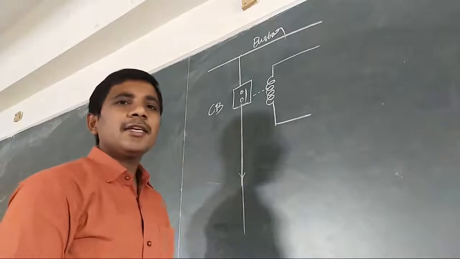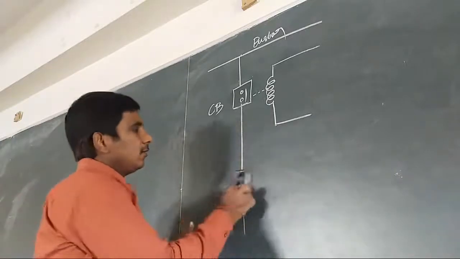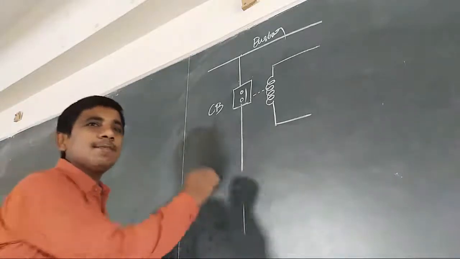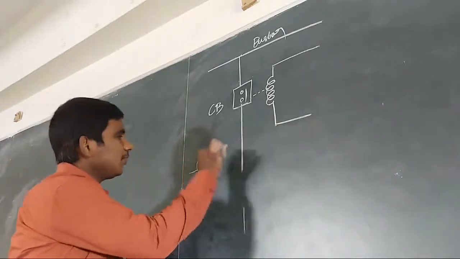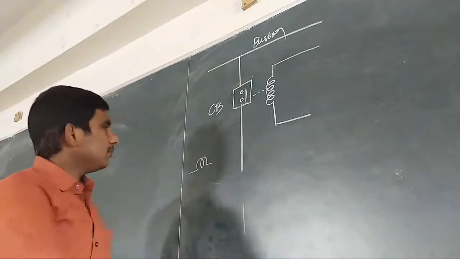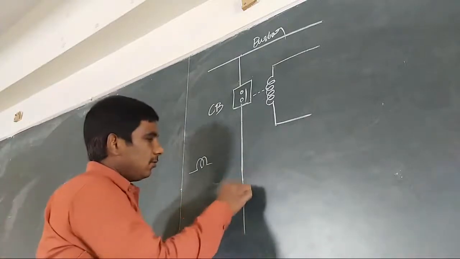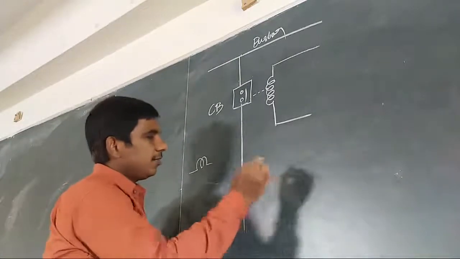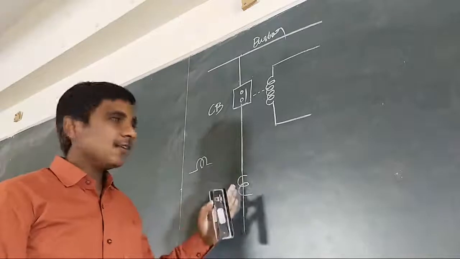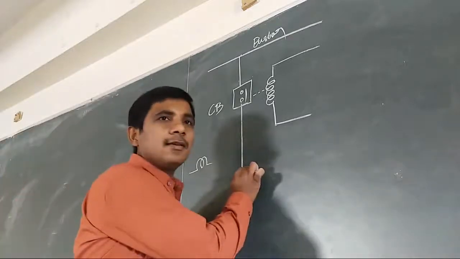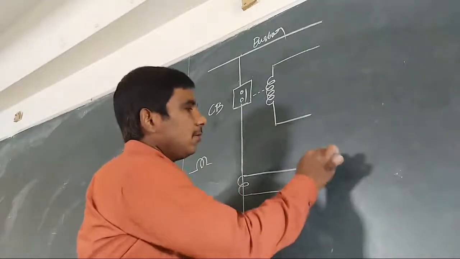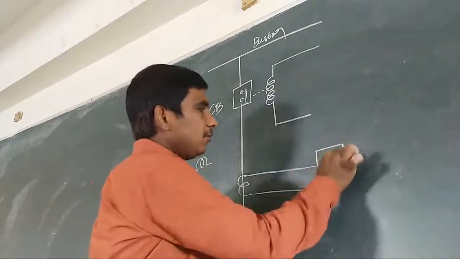Where we have to connect the CT is in the line. You know the symbol of CT? This is the symbol of CT. Now, the CT is connected in the line. Whenever fault current appears, the CT always senses the fault current. After that, it gives the signal. The CT is connected to the relay operating coil.